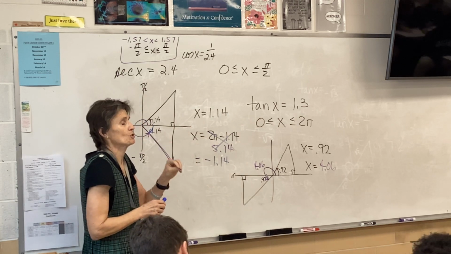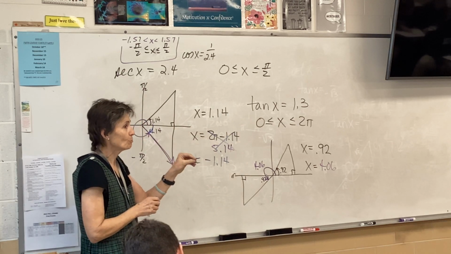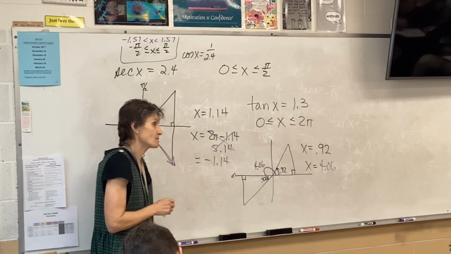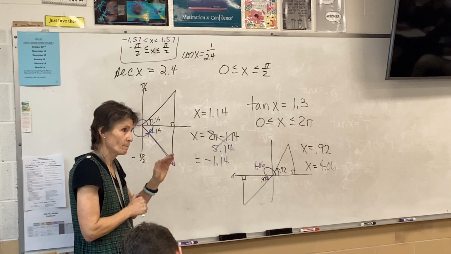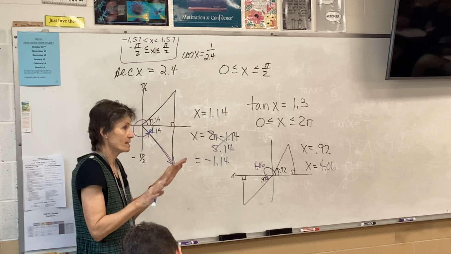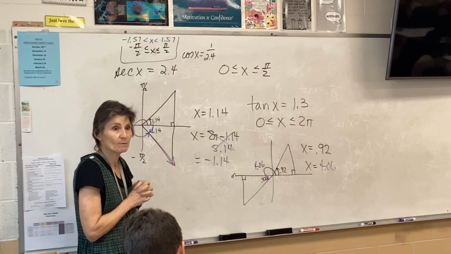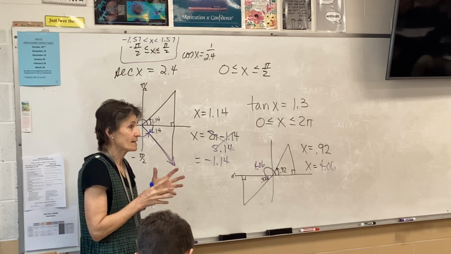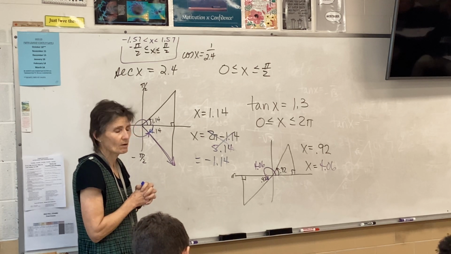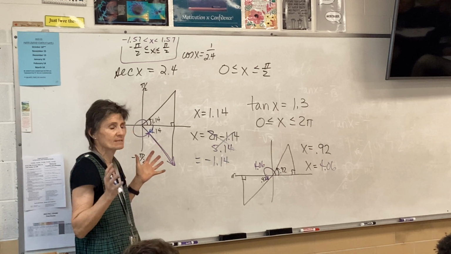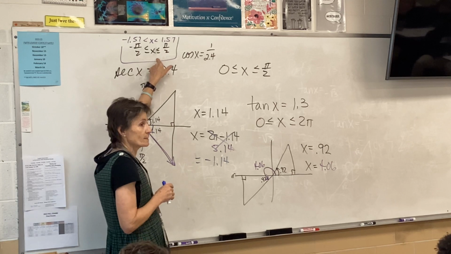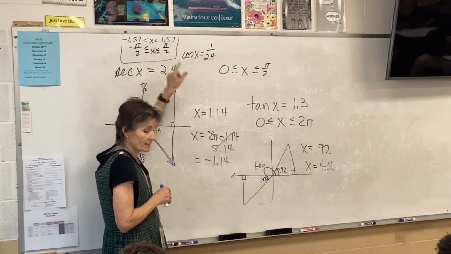If the directions were 0 to 2 pi, then 5.14 would be your second answer. And normally, honestly, usually we're solving between 0 and 2 pi. Again, the point of this exercise is to help you understand there are billions of answers to every one of these equations. They're telling you which ones to pick. They're narrowing it down for you.